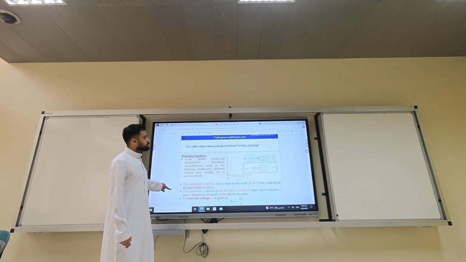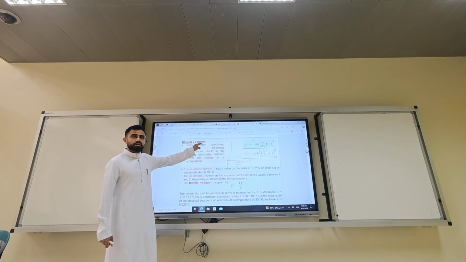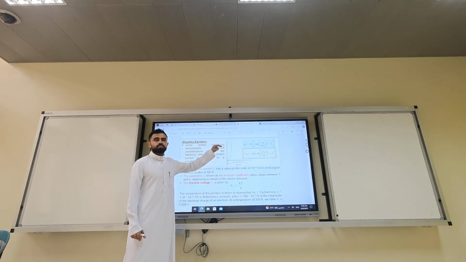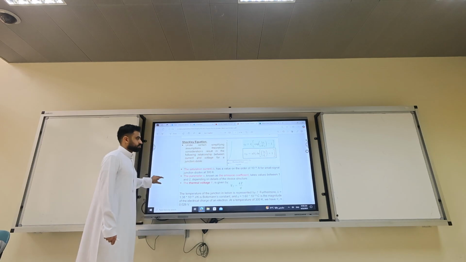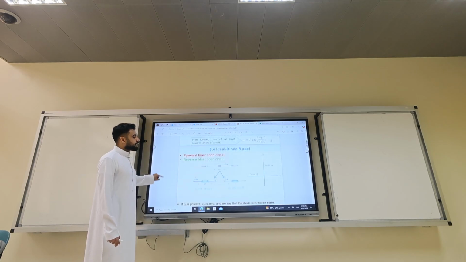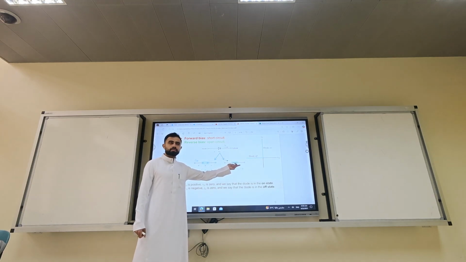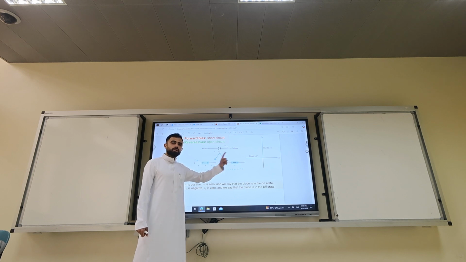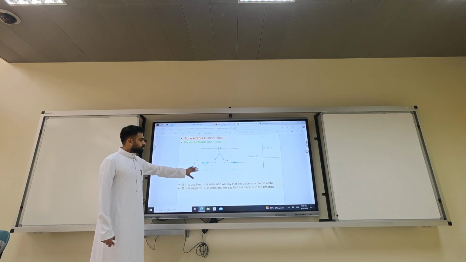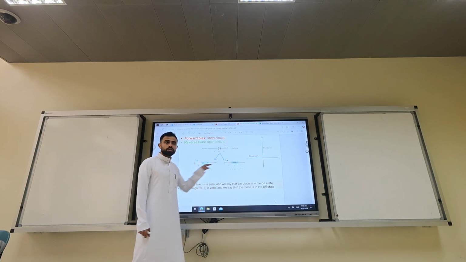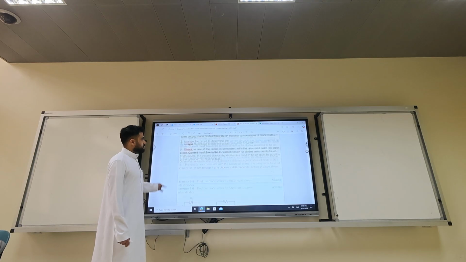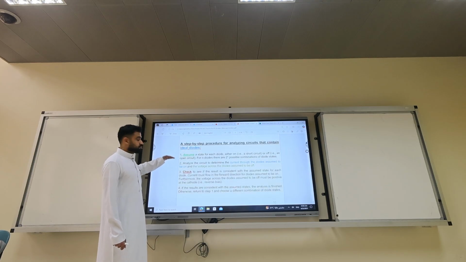We talked about the Shockley equation, which will not come in the quiz, but it may come in the final. We talked about the ideal diode model. When it's on, we replace it with a short circuit. The other model, what was the other model? Replace it with a battery of 0.6 or 0.7. When the diode is off, no current flows. Check these conditions when you solve the circuit. Remember these steps: assume, analyze, check.